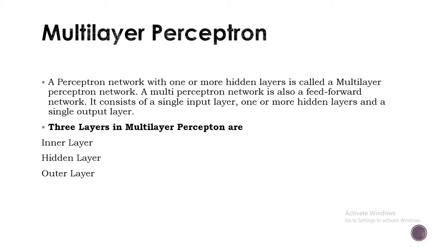Multi-layer Perceptron. A Perceptron network with one or more hidden layers is called a multi-layer Perceptron network. A multi-layer Perceptron network is also a feed-forward network. It consists of a single input layer, one or more hidden layers, and a single output layer. The three layers in a multi-layer Perceptron are the input layer, hidden layer, and output layer.